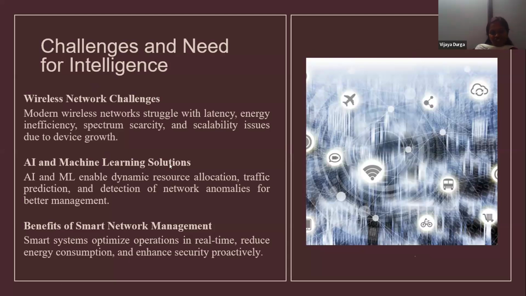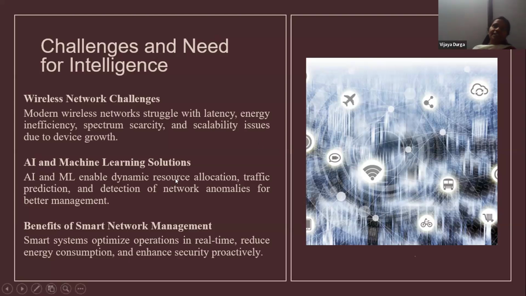AI and machine learning solutions. This AI and ML enable dynamic resource allocation. Yeah, the main thing is resource allocation. What are the resources for channel communication? It is nothing but power and bandwidth. So resource allocation is one of the major research areas for 6G communication.